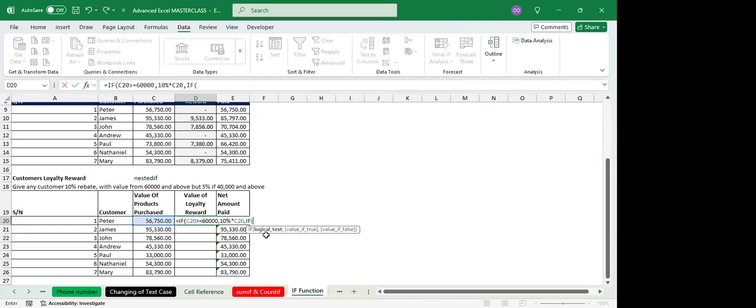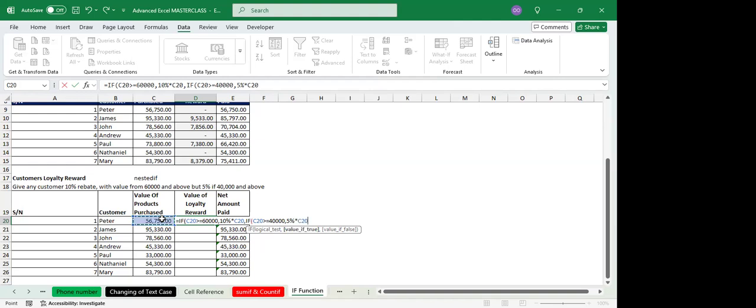This time around, my new logical test will be this second one, to say that I want to test if what he buys is greater than or equals to 40,000. And I'll say, okay, comma, if he actually buys that, give him 5% of what he buys.